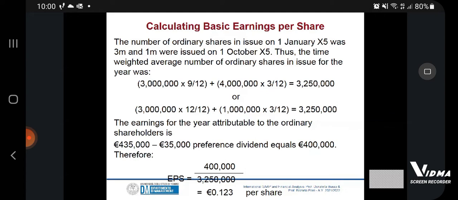Then after you have calculated the earnings that are attributable or available to common shareholders, we explained how we did that, and we got this amount here, 400,000. When you divide that by the weighted average number of shares, we get the earnings per share figure, in this case 12.3 cents per share. Okay? Any question?